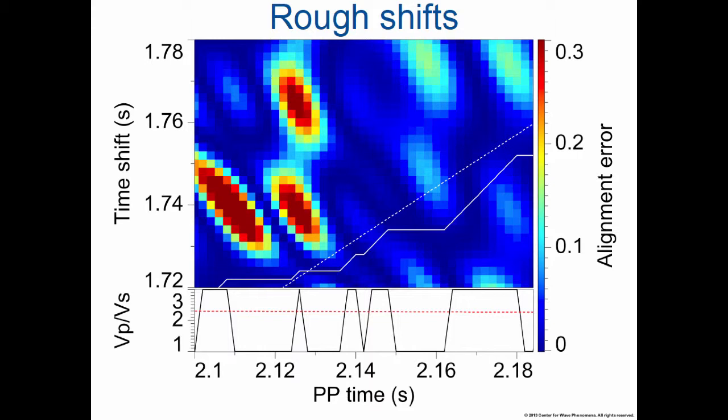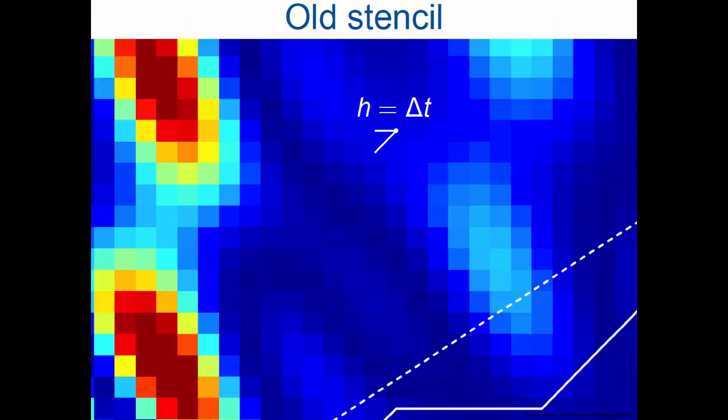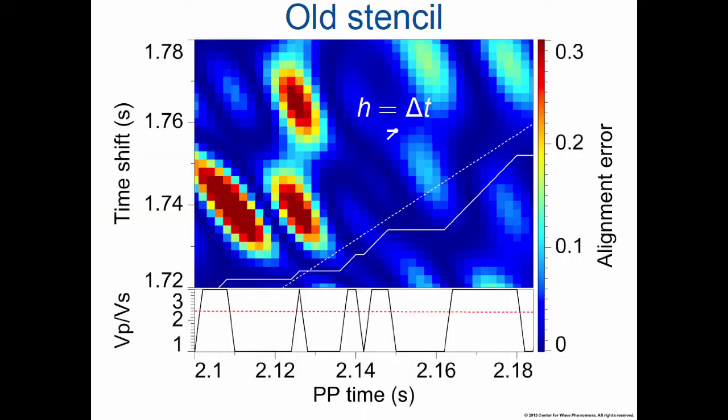This is due to the fact that we use this computational stencil to accumulate alignment errors. I'll zoom in even closer so you can see that the stencil only allows 2 possible transitions of 0 and 1. That's because we're computing time shifts at every time sample. This sampling interval I'm going to call h, which in this case is equal to delta t, the time sampling of the data.